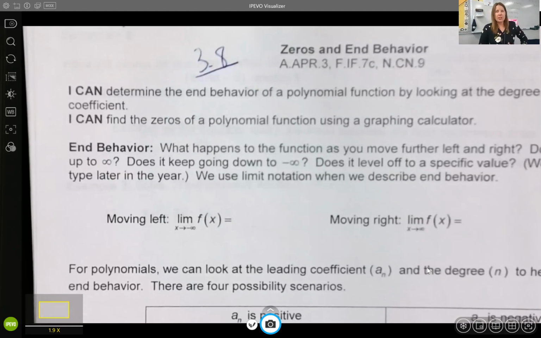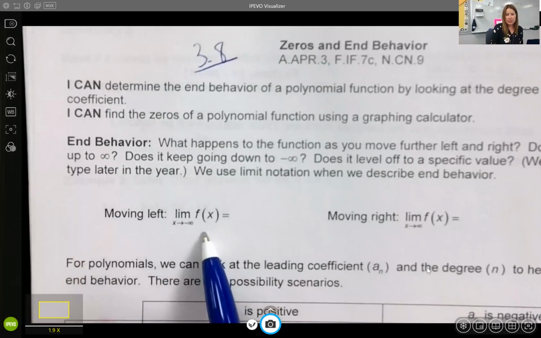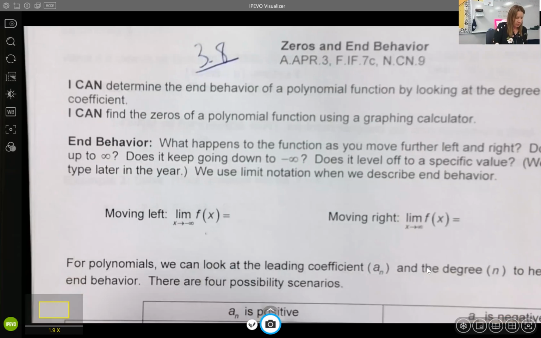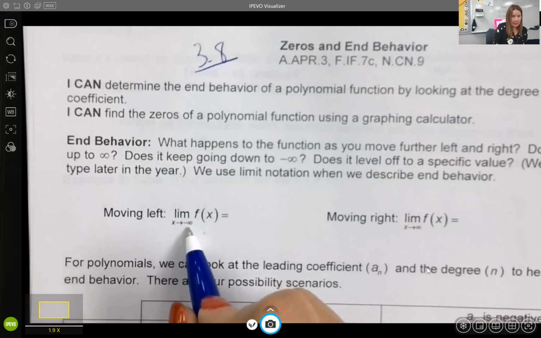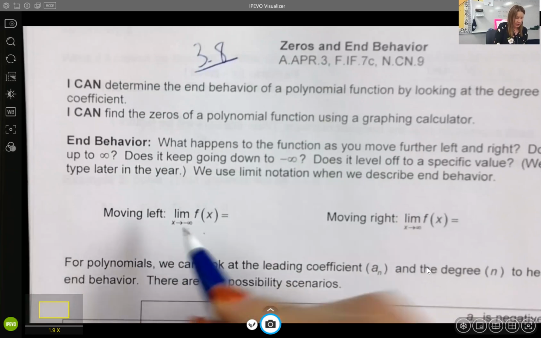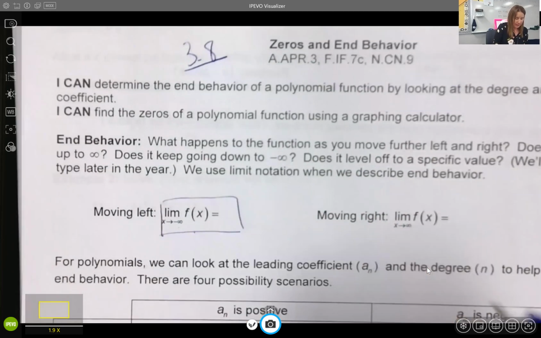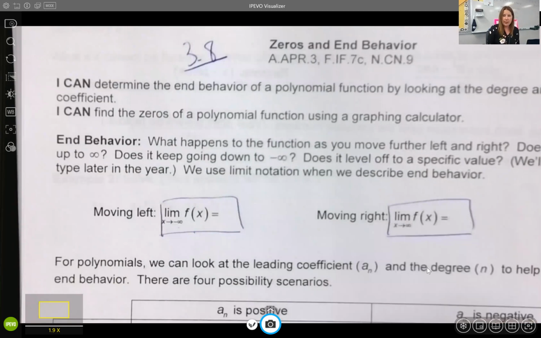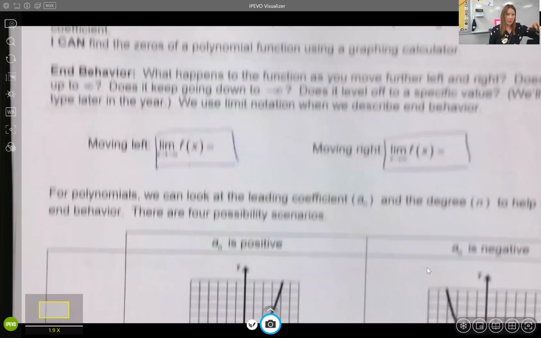So this first part, we're just going over end behavior one more time. We've already reviewed this, so this is just a brief review. If it's moving left, this means x is approaching negative infinity as we go to the left of the graph. This is our limit notation for the left side of the graph. If we're moving right, this is our limit notation for the right side of the graph. It's really important that we get that limit notation down because we're going to keep seeing it a lot in our math classes coming up. Okay.